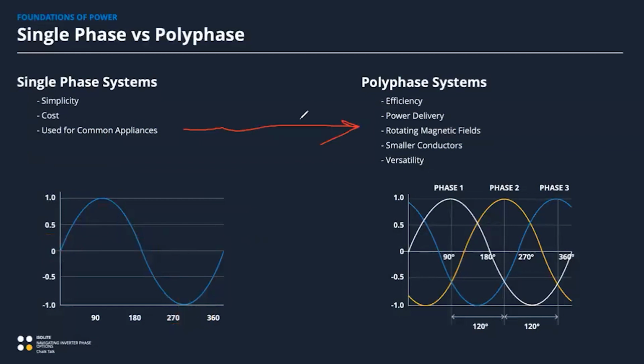Really, three-phase electricity is what is most common in most power generation systems. And really what that looks like is it's just three single-phase systems kind of overlaid in such a way that there's always power available to you.